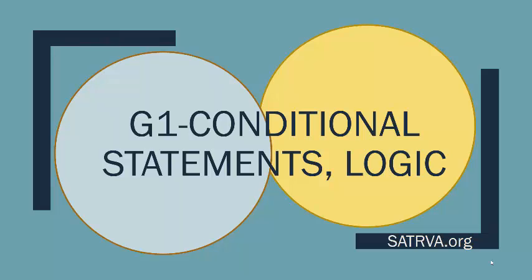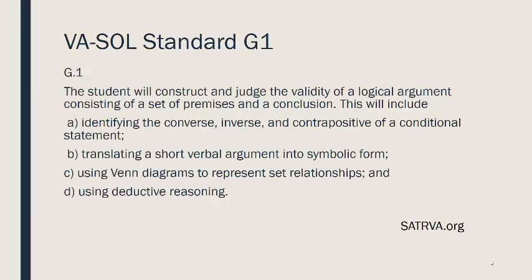We're looking at G1, conditional statements and logic. So now we're looking at G1, like I said, and this is what the state of Virginia wants us to study. First we're going to look at identifying the converse, the inverse, and the contrapositive of a conditional statement. Then we're going to translate some verbal arguments into symbolic form. Then we're going to look at using Venn diagrams to represent set relationships. And we're going to finish things up with some deductive reasoning.